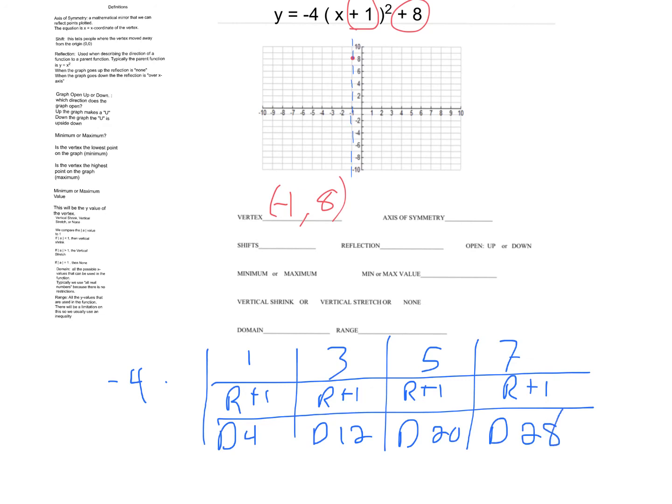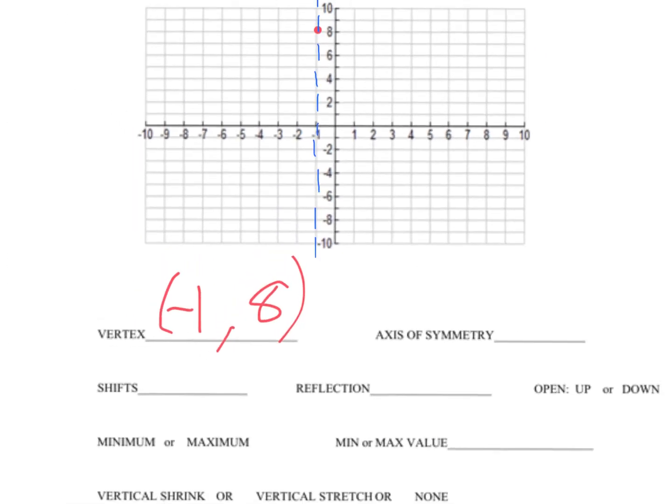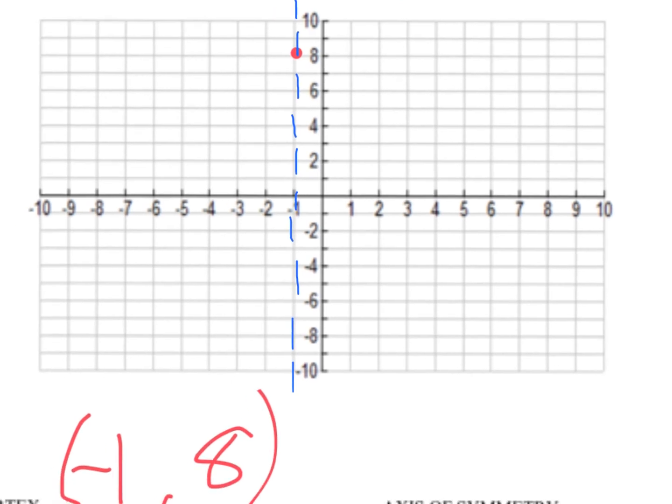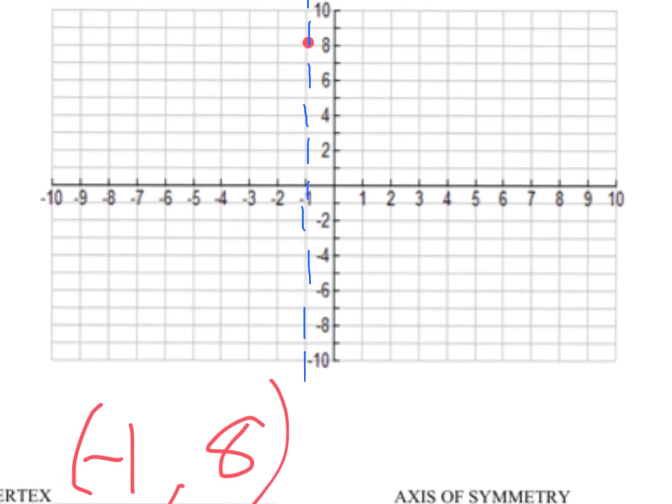Okay, so by the look of this, we're only going to be able to do 1, maybe 2 points. So let's find out. Alright, so here we go. Right 1, down 4: 1, 2, 3, 4. Right 1, down 12: 1, 2, 3, 4, 5, 6, 7, 8, 9, 10, whoops, 11, 12. Should be there.